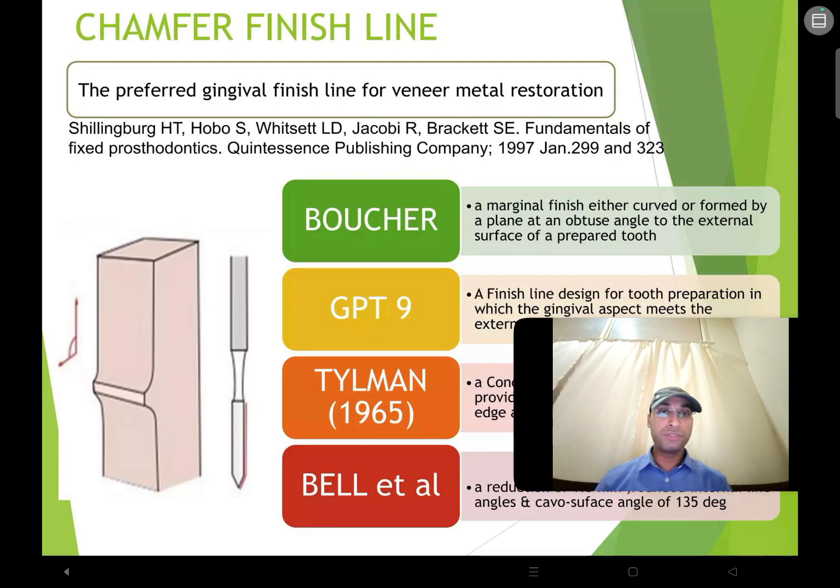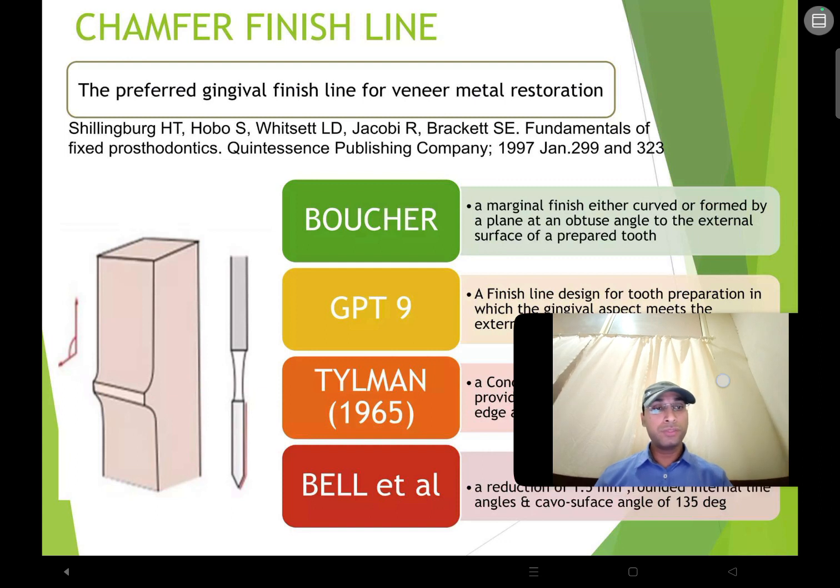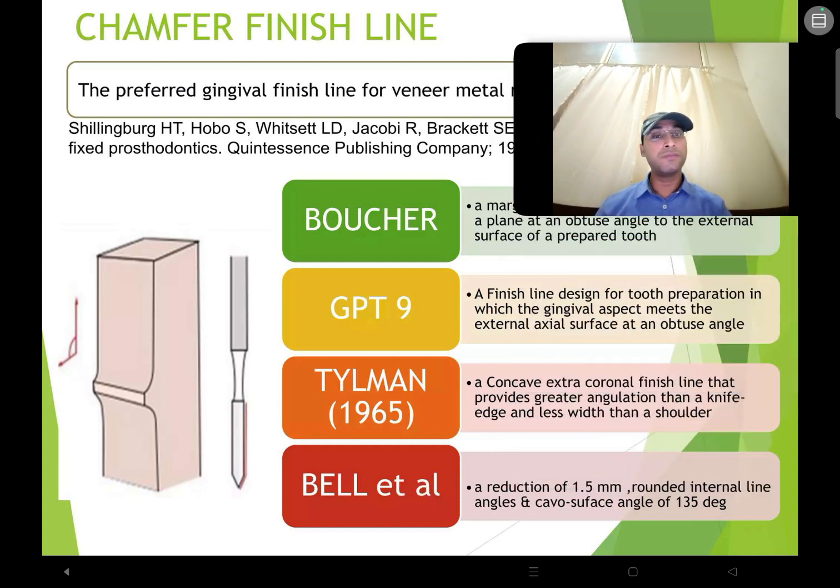According to Boucher, a margin finish line either curved or formed by a plane at an obtuse angle, you can see this obtuse angle, to the external surface of the prepared tooth. According to GPT-9, it is a finish line designed for tooth preparation in which the gingival aspect meets the external axial surface at an obtuse angle. By Tillman, a concave extracoronal finish line that provides greater angulation than a knife edge and less width than a shoulder. According to Bell, a reduction of 1.5 mm, rounded internal line angle and cavosurface angle of 135 degrees. It is necessary that you remember mainly Boucher and GPT-9.